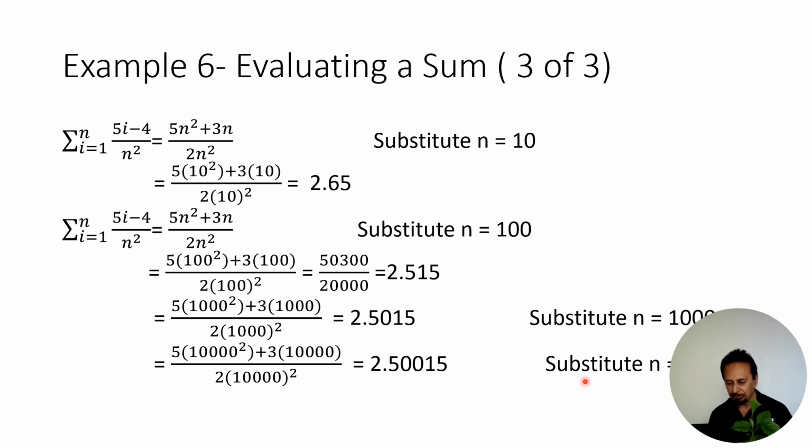Similarly, we can substitute n is 10,000, and we have 5 times 10,000 squared plus 3 times 10,000 over 2 times 10,000 squared. Putting it in the calculator, you should get 2.5000015.